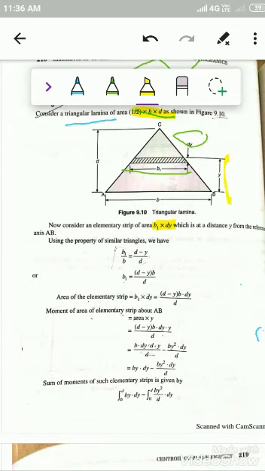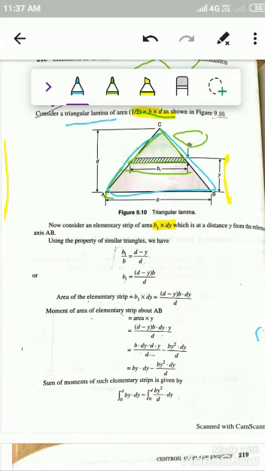It is situated at a distance of y from AB, that is the area of the elementary strip. The procedure is the same. Now you are going to use the property of similar triangles. So this is the small triangle, and you have to consider again the big triangle.